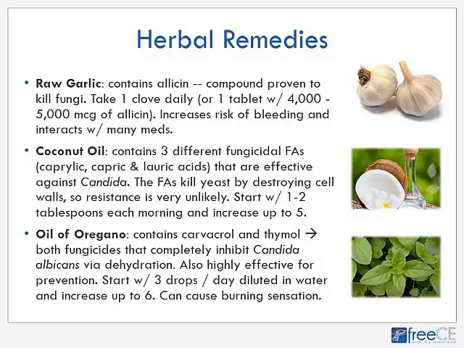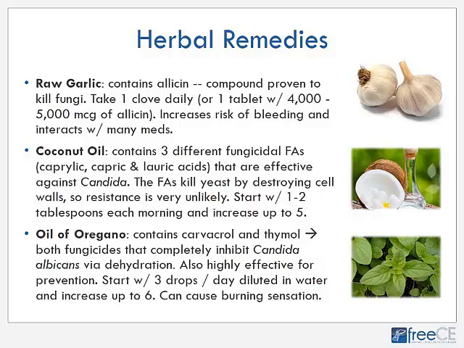Coconut oil, very powerful also, contains 3 different fungicidal fatty acids: caprylic, capric, and lauric acids, and these are effective against Candida in particular. The fatty acids kill yeast directly by destroying the cell walls, so they are truly fungicidal. Resistance to this is very unlikely. Start with 1 to 2 tablespoons each morning and possibly increase up to 5 to fight Candida.